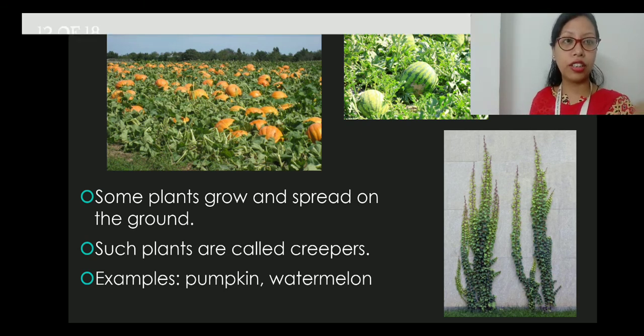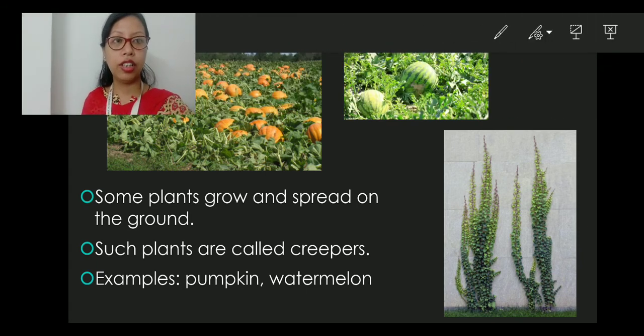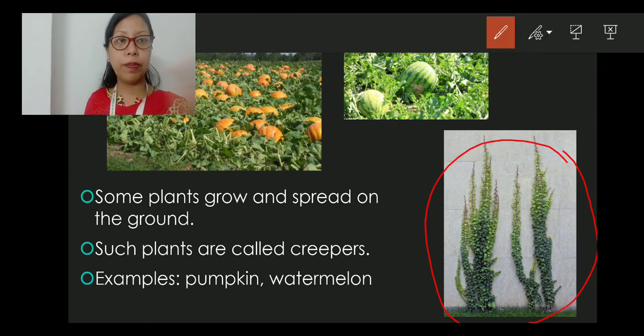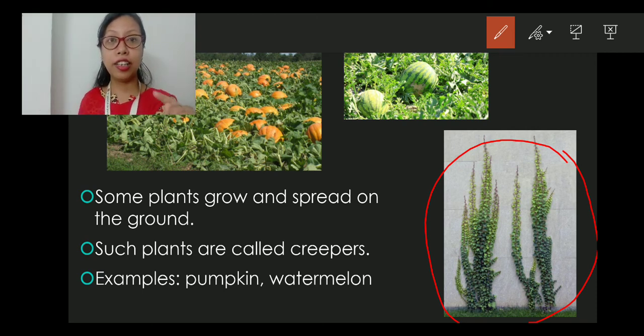Now if you look at the screen here, this is a creeper. Why? Because these plants spread. Now this is a wall. Most of the houses of the people have this plant. It grows naturally on the wall. They spread on the wall, okay? So if they think that there is some kind of support, they will spread on that area, okay? And these are called creepers.